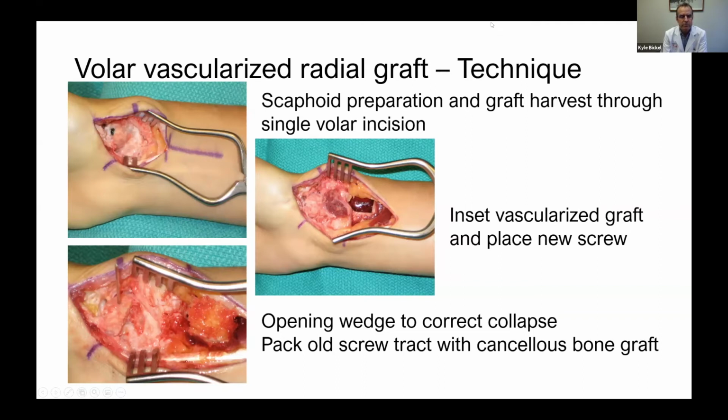And a new screw was placed parallel to the old screw. It was actually fortunate in this case that there was access to the central axis of the scaphoid for placement of a small diameter new screw without interfering with the old tract. Next slide.